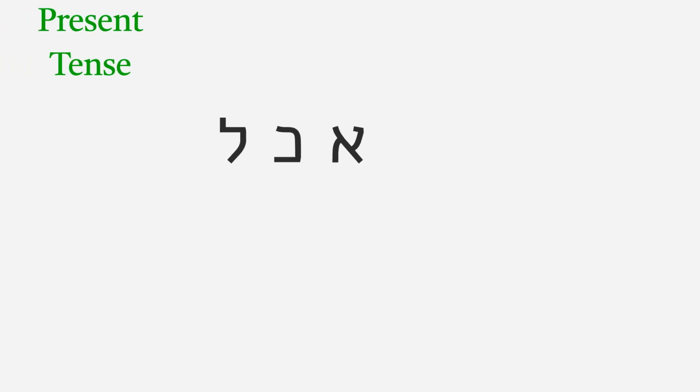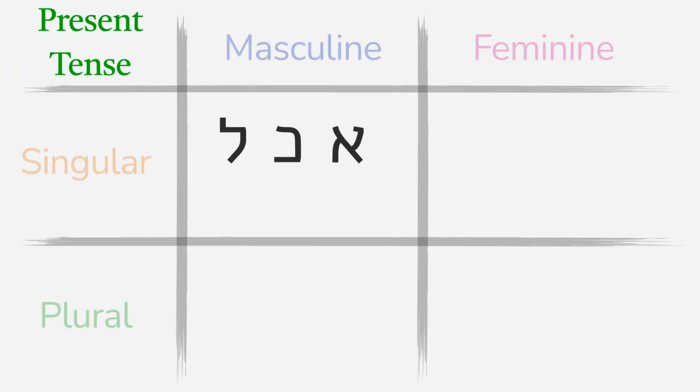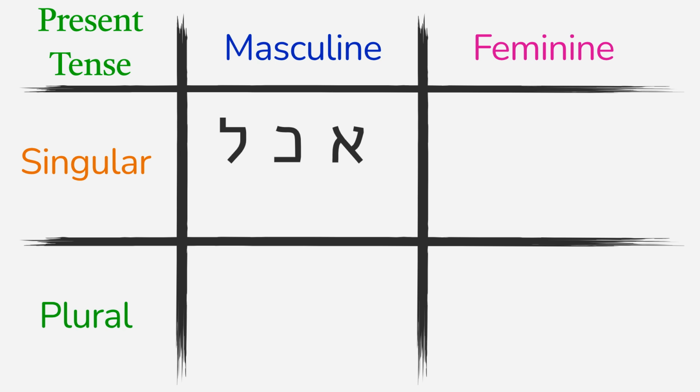In lesson 12, we learned how to take a root of 3 Hebrew letters and make it into the present tense of a verb, which has 4 forms: 1 masculine singular, 1 feminine singular, 1 masculine plural, and 1 feminine plural. In that lesson, we took the root aleph, kaf, lamed, which has a meaning of eating, and made the 4 forms of the present tense.